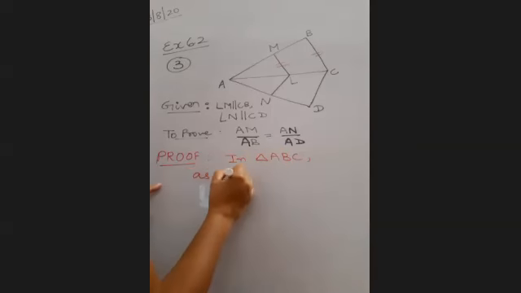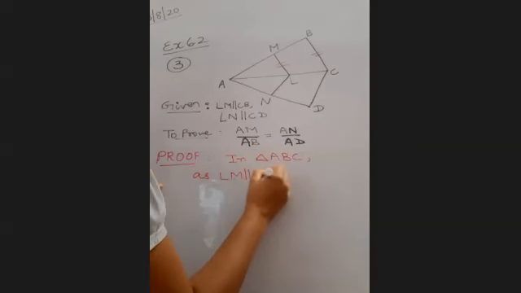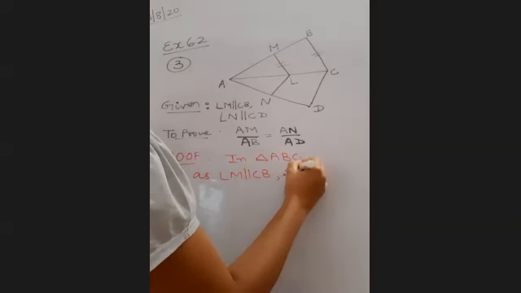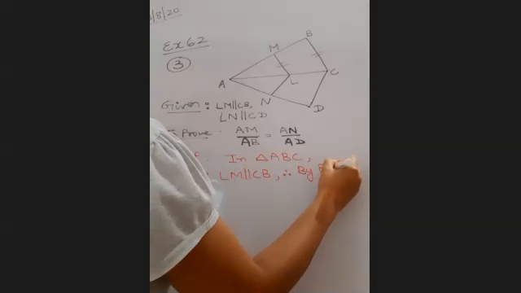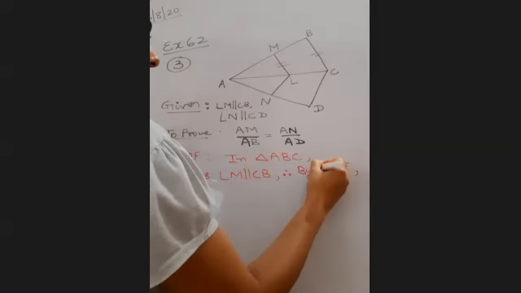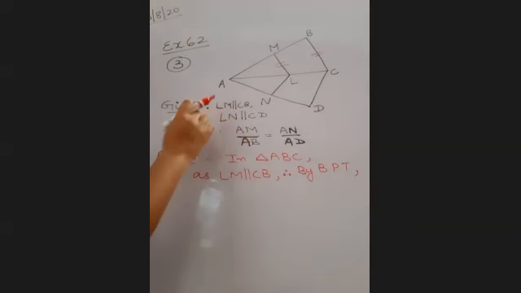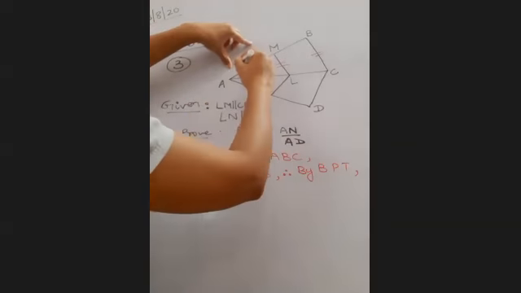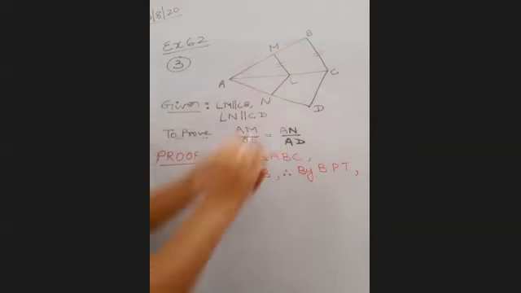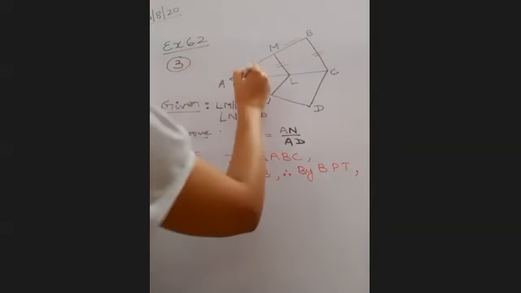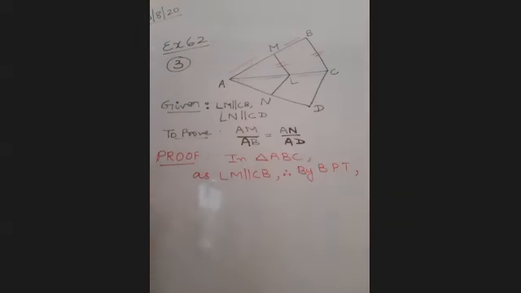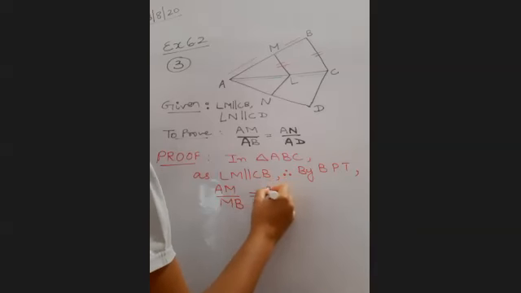LM is parallel to CB. Therefore, by BPT, what do we get? What is the conclusion, children? AM upon MB is equal to AL upon LC.